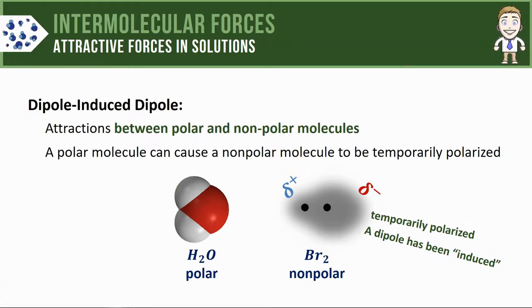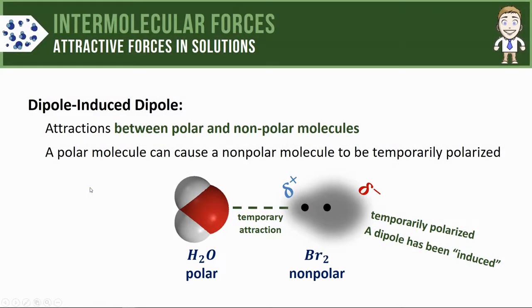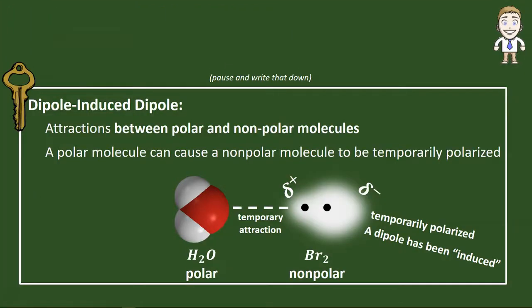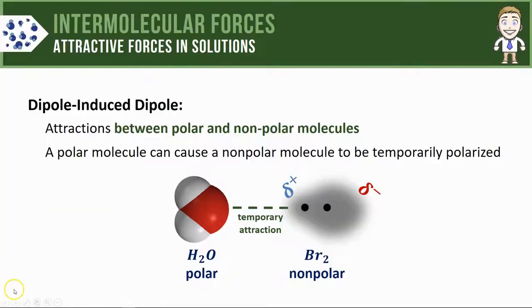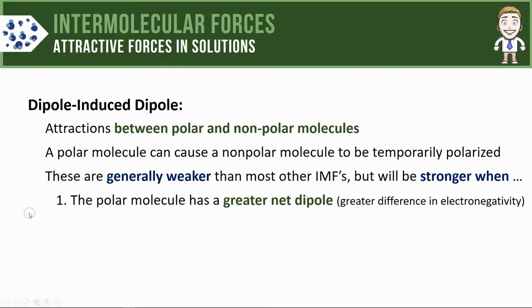The final result is that the partially negative oxygen in my water molecule is now pointed towards the induced partial positive on the bromine, and the two molecules will be temporarily attracted to each other. That attraction is called a dipole-induced dipole. Make sure to take some time and write down these key ideas related to dipole-induced dipole forces. These attractive forces are generally weak compared to most of the other IMFs, but they can be stronger in a couple of scenarios. One of those is if the polar molecule has a greater net dipole, and again, you can test that by looking for greater differences in electronegativity.